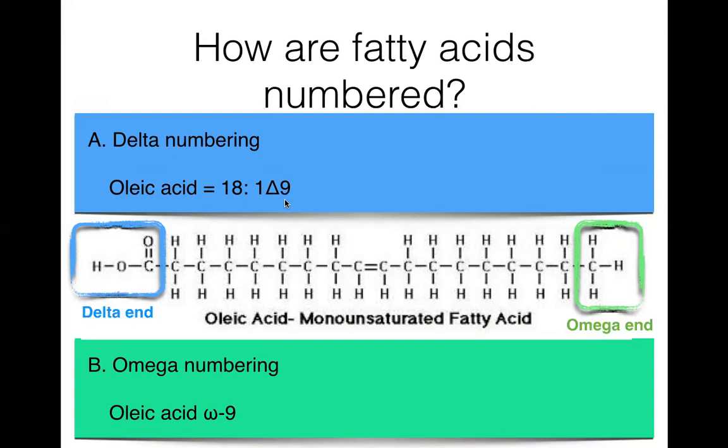What if you use the omega numbering system? So this is much simpler. Oleic acid is referred to as omega 9. Where do we start counting? At the omega end, or the methyl end. So this is our reference point. This would be counted as number 1. The tail end is counted as number 1, 2, 3, 4, 5, 6, 7, 8, 9.